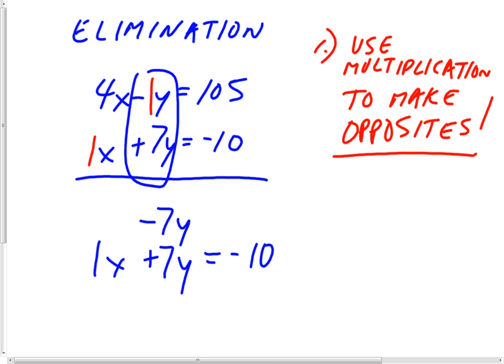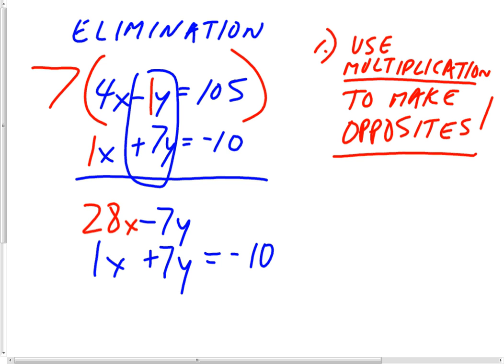How am I going to change the top equation to go from a -1 to a -7? What do I have to multiply by? The big 7 over there. If you multiply the middle by 7, you got to multiply everything by 7. What's 7 times 4? What's 7 times 105? Okay, I see it. Very little being written down.